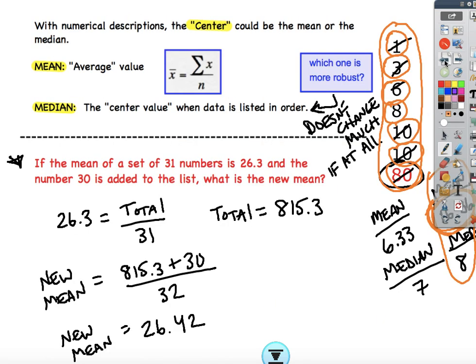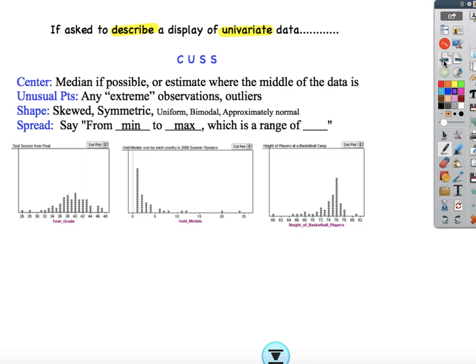Okay, so that's just a real quick recap of chapter 1.